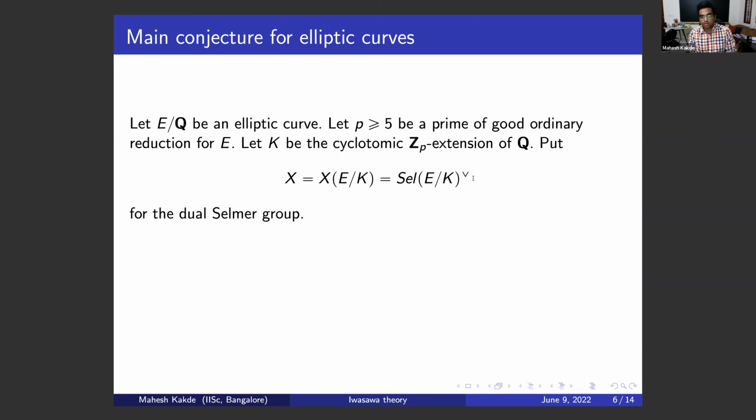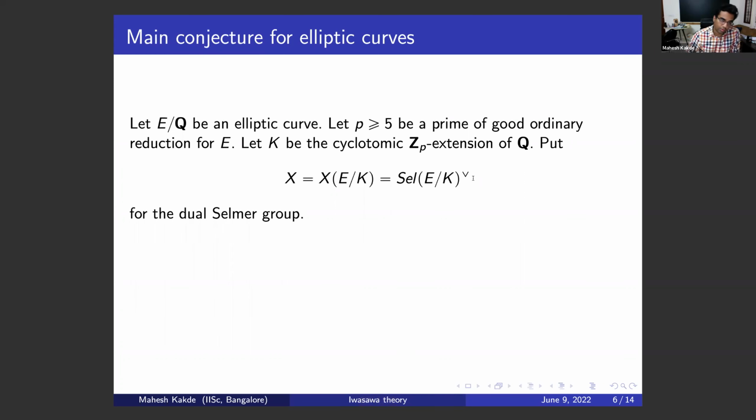this X will be a finitely generated torsion Lambda-module, and this was proved by, so for CM it's kind of older, proved by Coates and Wiles, and then for non-CM elliptic curves, this was proven by Kato using his Euler systems.